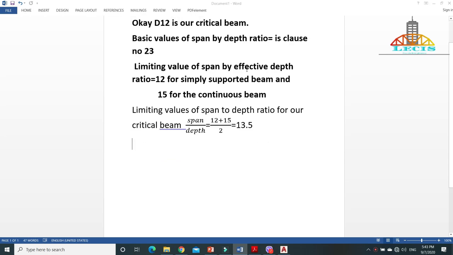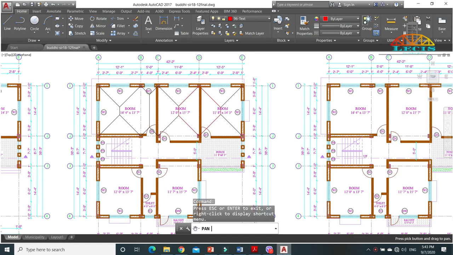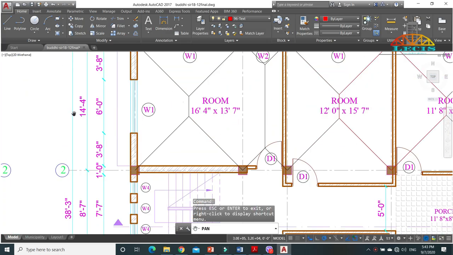We have the span length of the beam equal to 14 feet 4 inches. We can see that from the AutoCAD. Our critical beam is this D12, which has a span length of 14 feet and 4 inches.